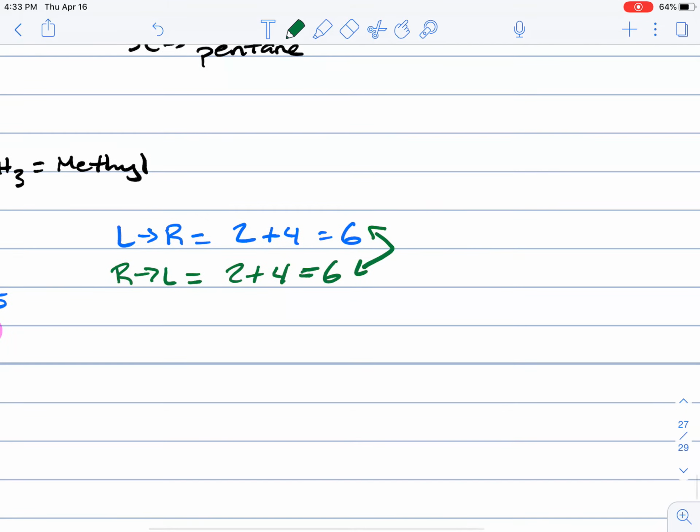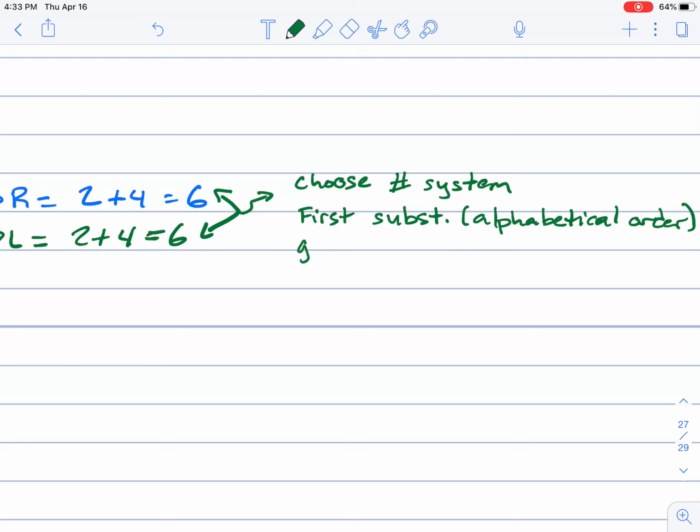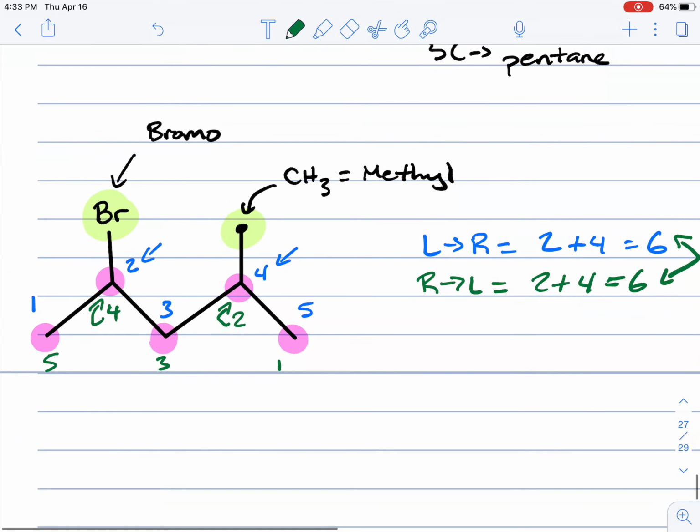So what you want to do is choose the numbering system such that the first substituent, based on the alphabetical order, gets the lowest number. So what does that mean?